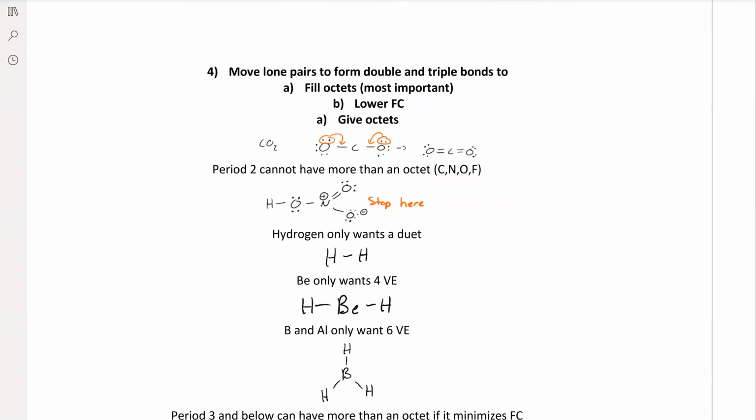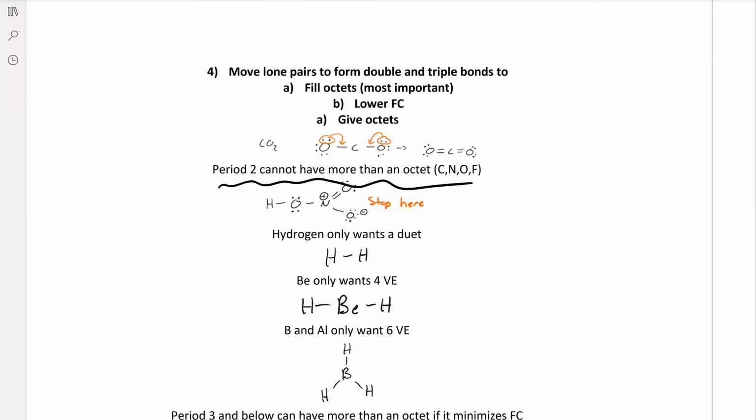Right after that, we want to move lone pairs to form double and triple bonds to A, fill octets, which is the most important thing, and then B, to lower formal charge, which is also important, but if you have to pick one or the other, pick filled octets. So there's our example of taking a lone pair from each oxygen to form our carbon dioxide structure, and then boom, everything has a filled octet. In this case, it also has all formal charges of 0, which is why we grab one from each oxygen. If you try to grab 2 lone pairs from the same oxygen, you'll end up with formal charges.